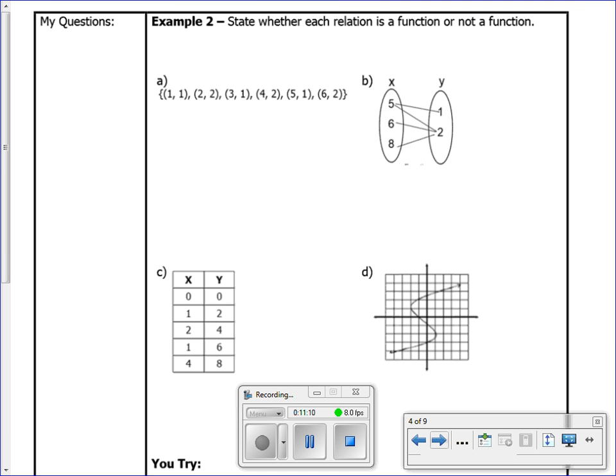For example 2, it states to state whether each relation is a function or not a function. For problems like this, you're asking yourself, does my x repeat? If your x value repeats itself and goes to a different y value, it is not a function. So if I look at all my x values here, I have a 1. Does the 1 repeat in the x spot? 2, 3, 4, 5, 6.